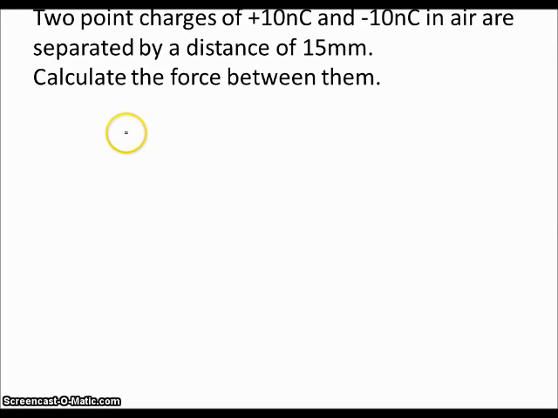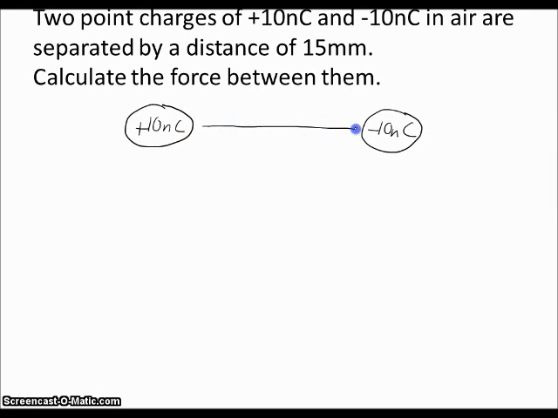So this problem tells us that we have 2-point charges, one of 10 nanocoulombs and another of negative 10 nanocoulombs, and that they're separated by 15 millimeters of distance. And in order to calculate the force between these 2-point charges, the amount of force that this point charge exerts on this point charge and this point charge exerts on this point charge, we're going to use Coulomb's law.